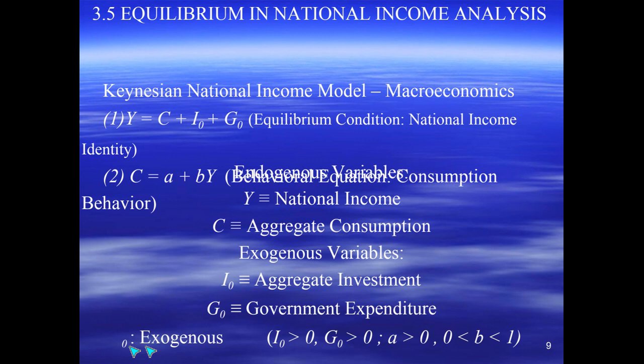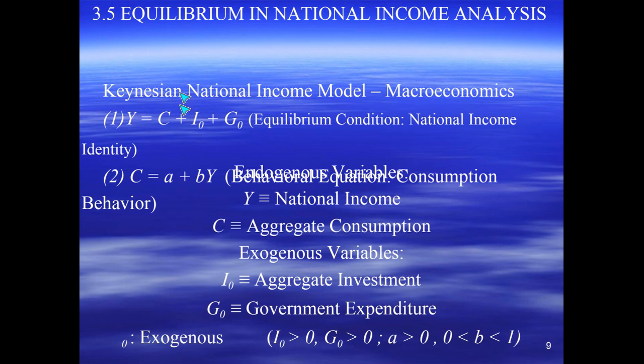The zero subscript means exogenous. When we put a zero subscript under a variable, it means exogenous. It's given from outside. Endogenous is in the model. Y and C are the endogenous variables of this model. I0, G0, and A are the exogenous variables and parameters of the model. So Y equals C plus I0 plus G0.